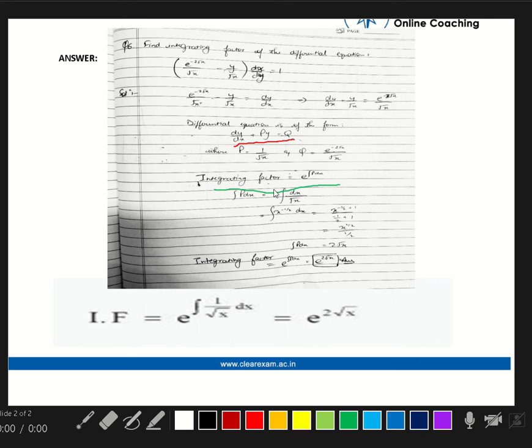Now we have to find the integrating factor, which equals e raised to the power integral P dx. Now find the value of integral P dx, which equals the integral of dx by root x, and this gives us 2 root x. Hence the integrating factor that we got is e raised to the power 2 root x. This is our final answer. You can check it.